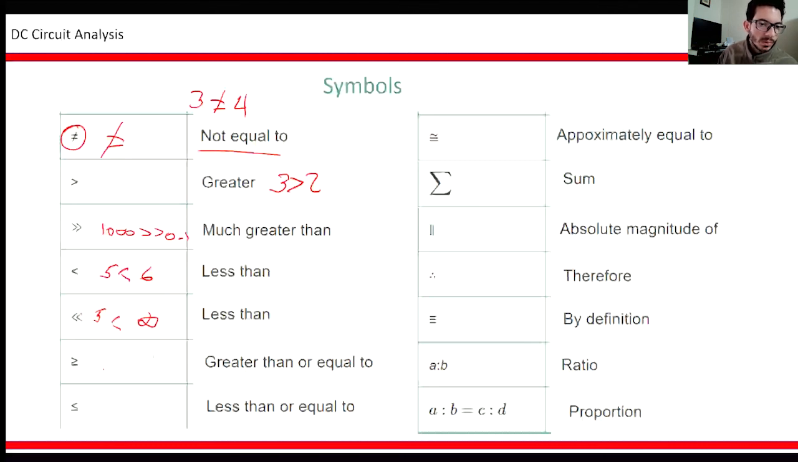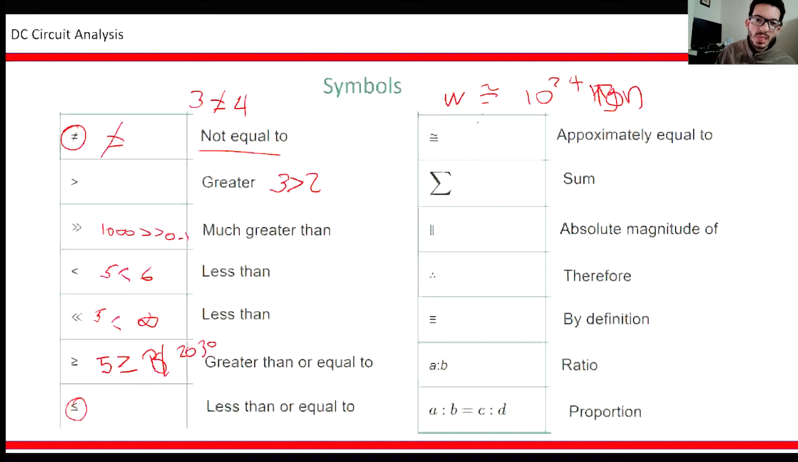Greater than or equal. So 5 is greater than or equal to the price of gas in, I don't know, 2030 or something. We can use these relationships mostly when you're creating code as software. Less than or equal is the same concept but reversed. Approximately equal. So I don't know, the weight of planet Earth is approximately equal to 10 to the 24th kilograms, or tons, I think, tons.